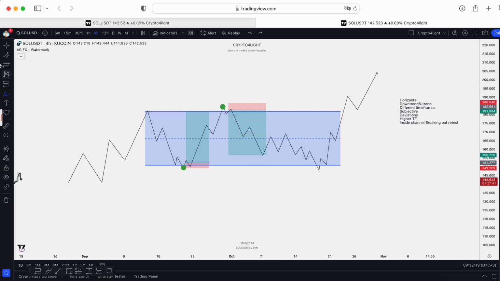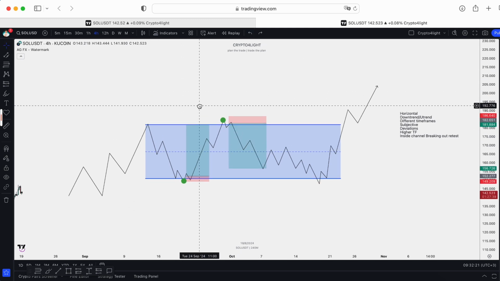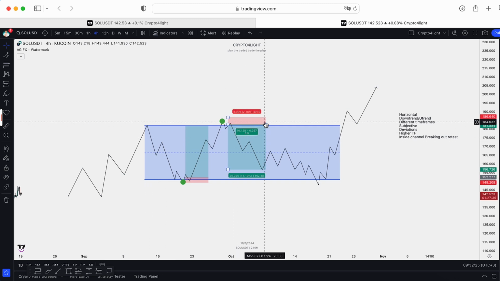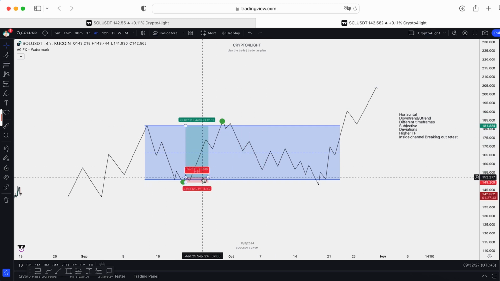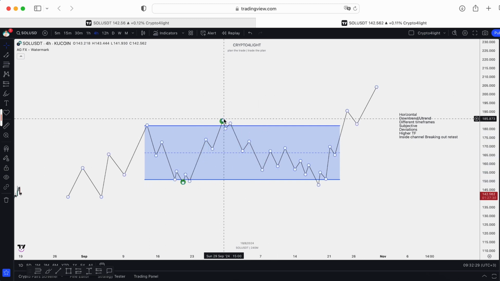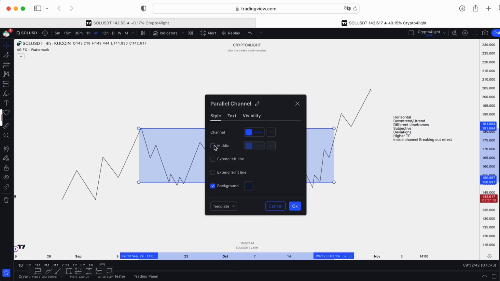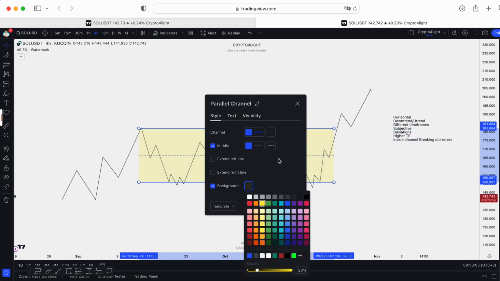But for me personally, the horizontal channel is a really good instrument, because we can identify the sideways. And like I told you before, over 70% of the time the market goes sideways. Also in the settings, you can turn on the middle line. I always use the middle line. I identify the equilibrium of the channel. Sometimes we get a reaction from the equilibrium also. You can extend the left line or right line, or change the background, for example, if you need it.